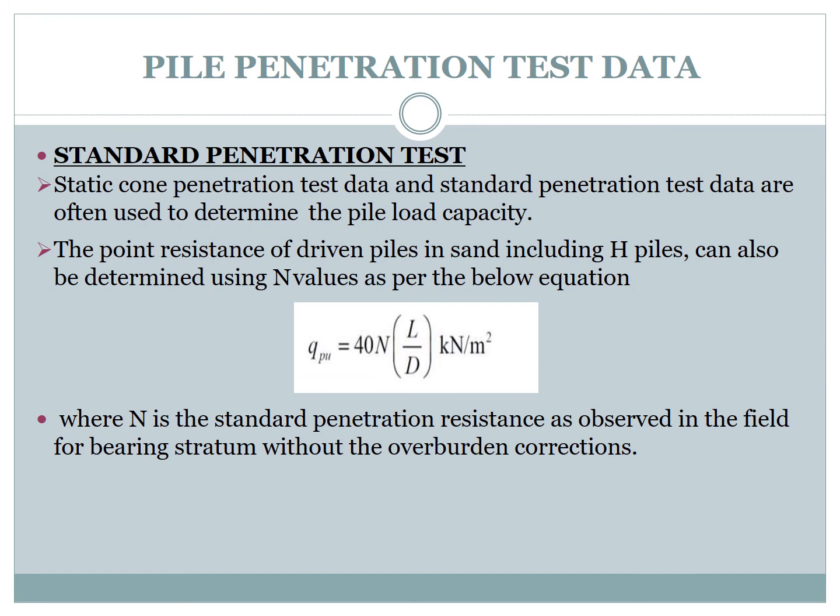In the static cone penetration test, the point resistance of a driven pile in sand, including H piles, can also be determined using the N value as per the equation Qp = 14 N L/D, where L is the depth of the pile and D is the width of the pile, and N is the standard penetration resistance as observed in the field for the bearing stratum.